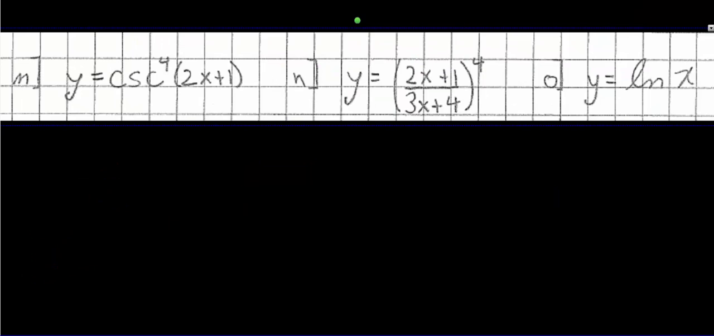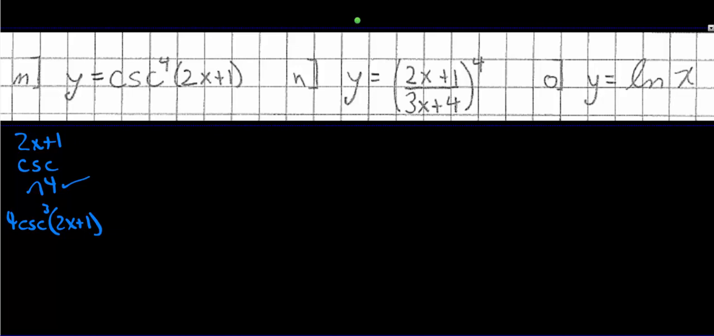Okay, here we've got cosecant to the 4th, 2x plus 1. So we're thinking, if I'm evaluating this function, I'm going to find 2x plus 1, then find the cosecant, and then raise it to the 4th power. So we're going backwards from that. We take the 4th power. So 4 cosecant to the 3rd, 2x plus 1. Check, got the 4th power.